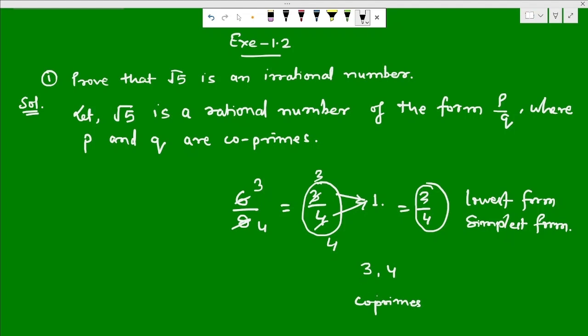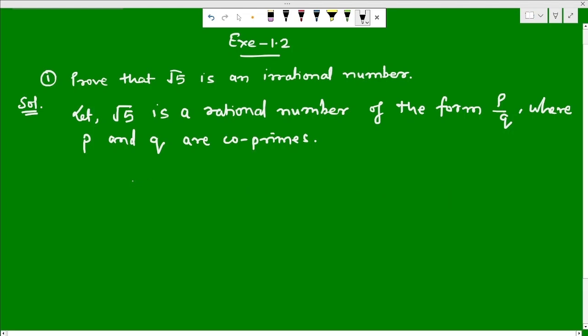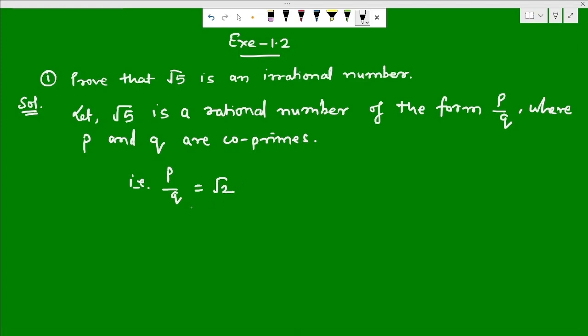The pair of numbers which have only one common factor, that is 1, are co-primes. Or in another way, you can say that there is no common factor. So our assumption here is that p upon q are co-primes, meaning they can't be simplified any further. So this is our assumption. So we can write p upon q equals square root of 5, as per our assumption.